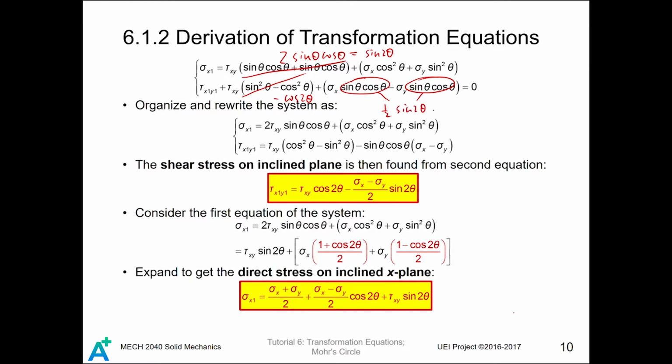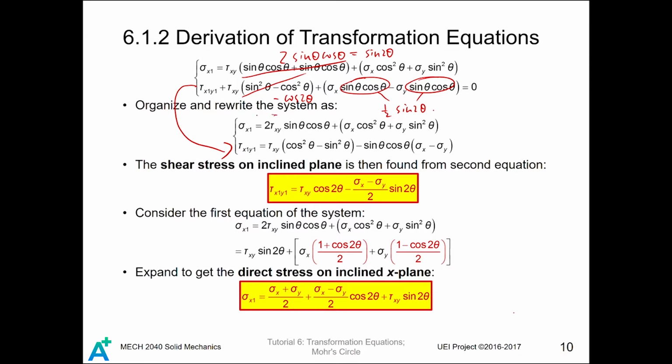So here we just group all of them together. We can do some preparation before we really simplify them by using the trigonometric relationships. Here, from this step to this step, we use tau x1 y1 as the subject. Then the shear stress on the inclined plane is given by tau x1 y1 equals tau xy cosine 2 theta minus 1/2 of sigma x minus sigma y times sine 2 theta.